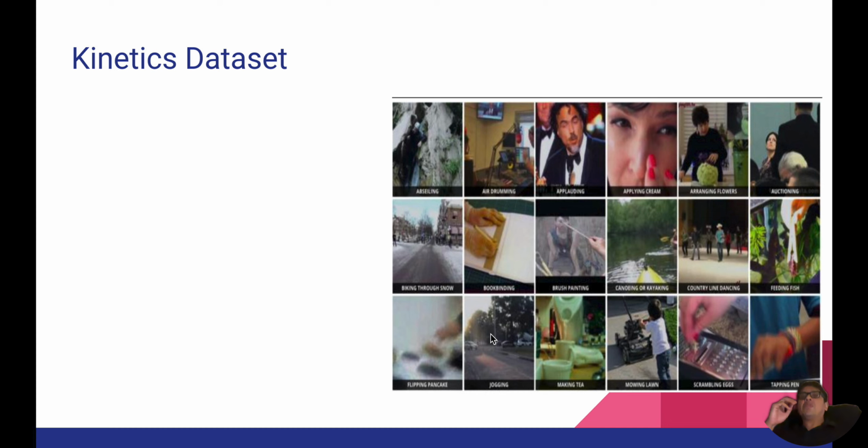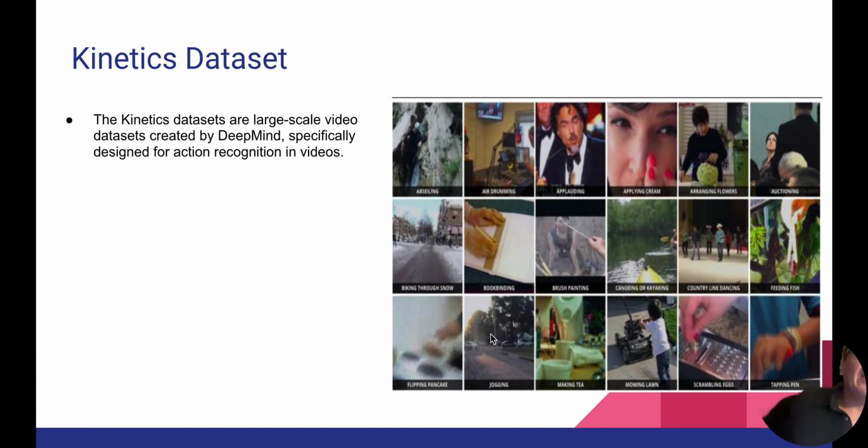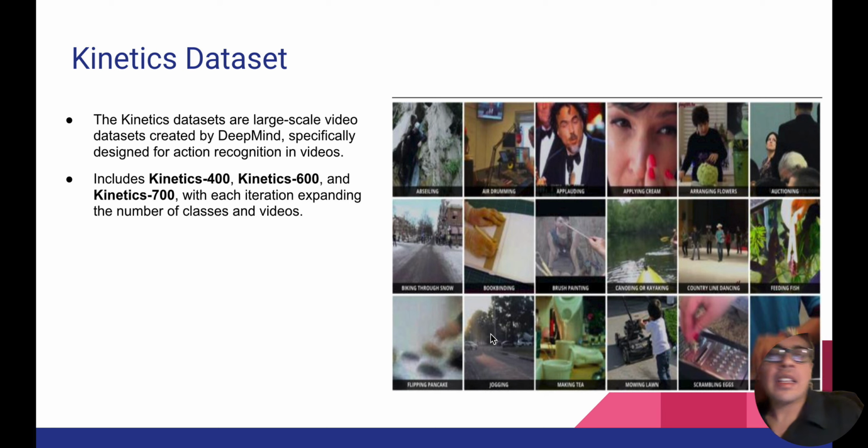So how do you train video understanding models? We'll start with the Kinetics dataset. The Kinetics datasets are large-scale video datasets created by DeepMind specifically designed for action recognition. There's a bunch of these videos, and they have a single action occurring in each video. For example, if you look at these samples, there's actions for applying eye cream, for arranging flowers, for auctioning, for applauding. And this is one of the simpler datasets because the action recognitions themselves are pretty straightforward.